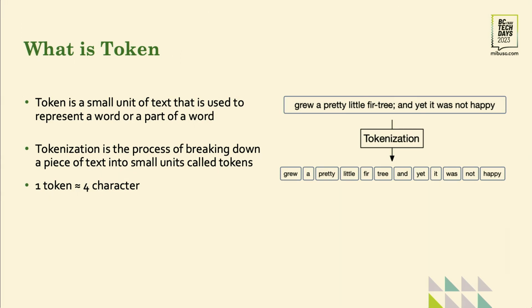But what is a token actually? A token is a small unit of text that is used to represent a word or part of a word. When the large language models were trained on internet data, they split sentences into words and parts of words. These parts of words are tokens. So approximately one token is about 4 characters.